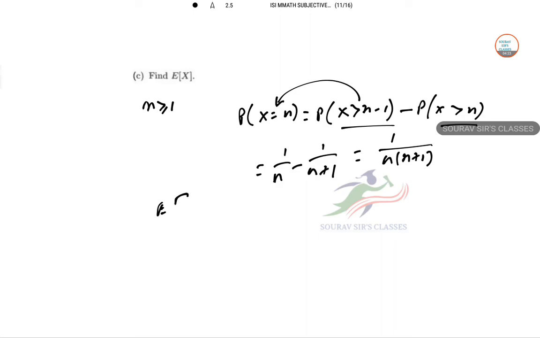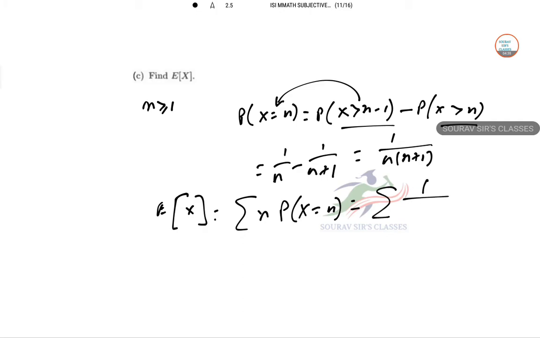So the expectation of X is the summation of n times the probability of X equal to n. So that is the summation of 1 by n plus 1, n equal to 1 to infinity. So this keeps on going, and that's the part.